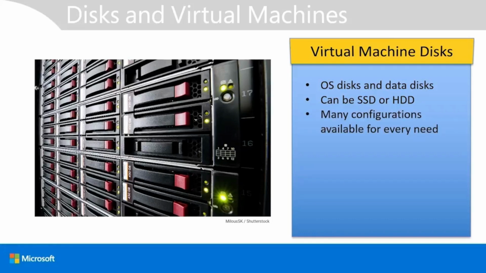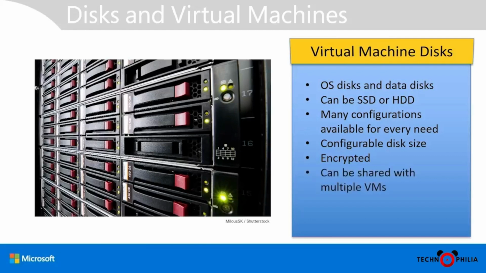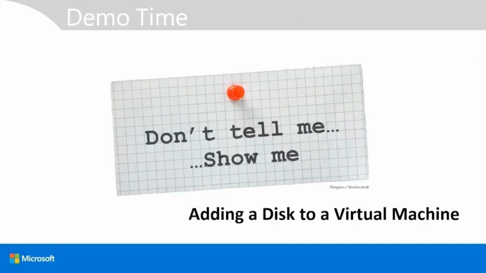Now, there are many configurations for data disks that meet just about every need. You can choose not only the size of your data disk, but you can also choose the speed at which it performs. Data disks are encrypted, so your data remains secure, and you can share a data disk across multiple virtual machines. When you create a data disk, you can choose to create a new disk from scratch. But you can also choose to create a disk from a snapshot of another disk or from blob storage, and we're going to look at what blob storage is a little bit later.